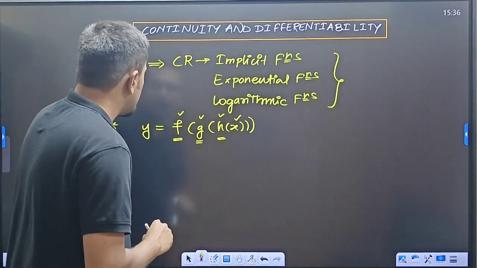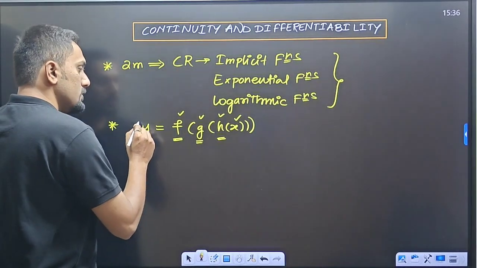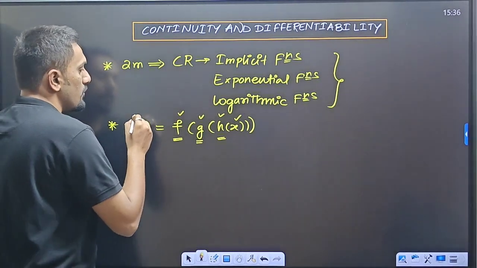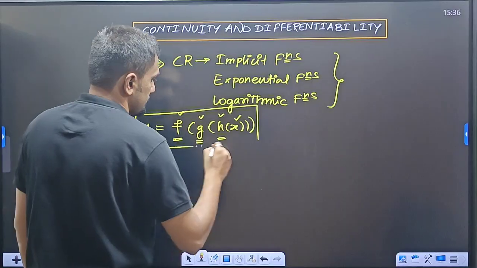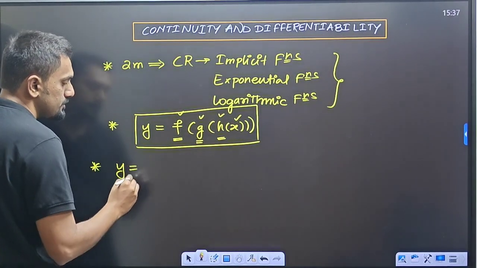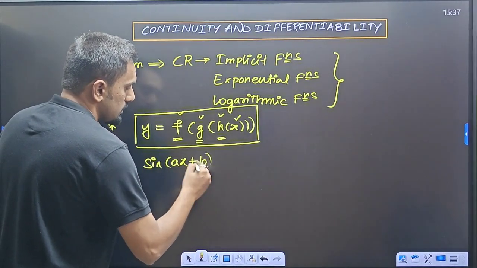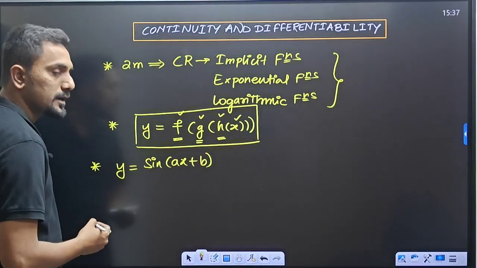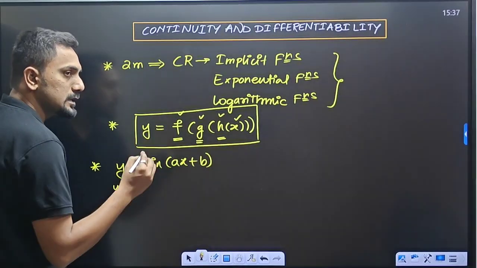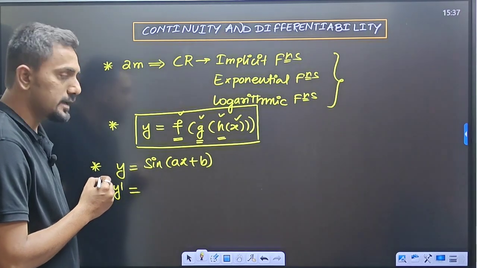Correct? So by keeping that in mind, we will use the chain rule to differentiate such type of composite functions. For example, let y be equal to sine of ax plus b. Then if I need to differentiate this function with respect to x, I differentiate both sides with respect to x. If I differentiate y with respect to x, it becomes y dash or dy by dx.